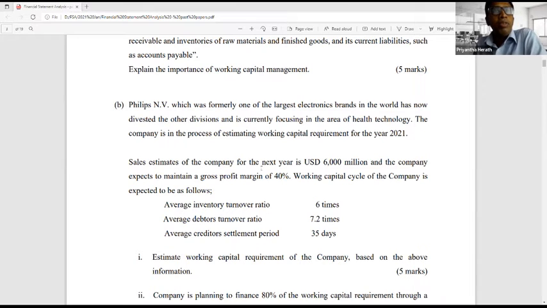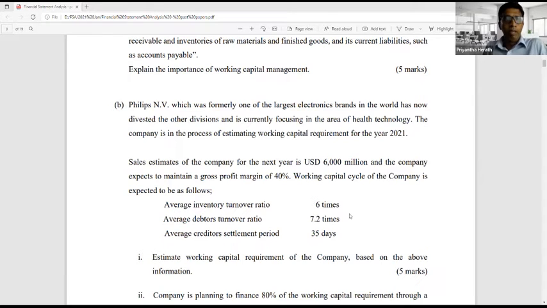The sales estimate of the company for the next year is USD 6,000 million. So their sales are estimated as 6,000 dollars. And the company expects to maintain a GP margin of 40%. The GP margin expected to be 40% for next year, right? Sales 6,000 and GP margin is 40%. Working capital cycle of the company is expected to be as follows. So they estimated the working capital cycle.